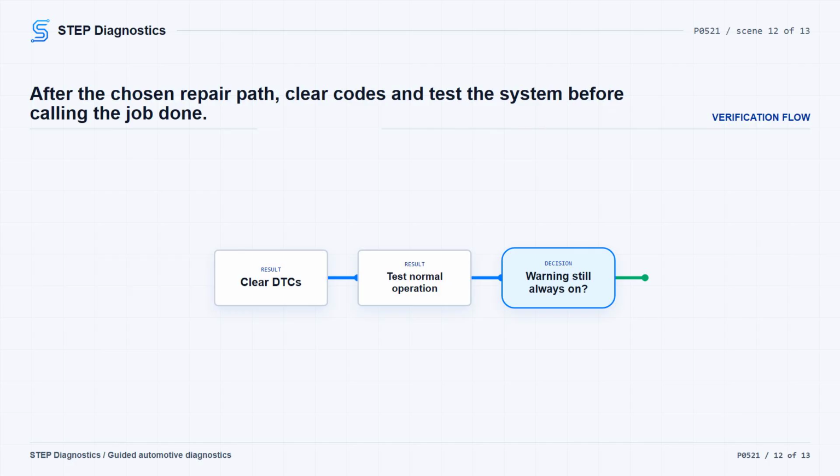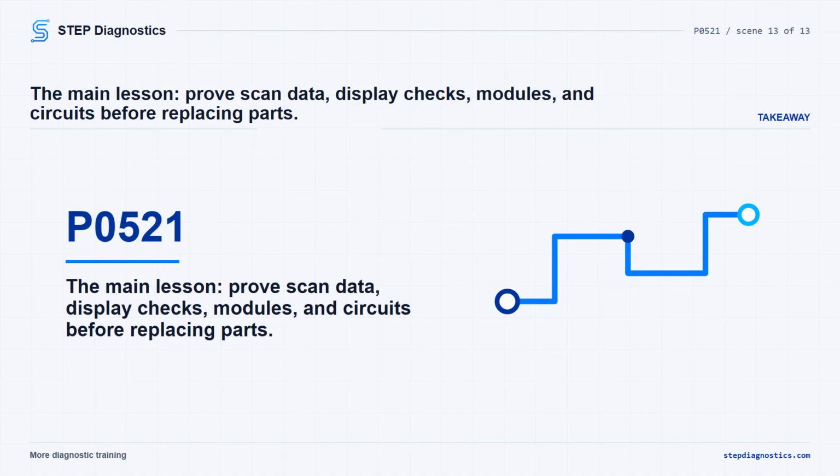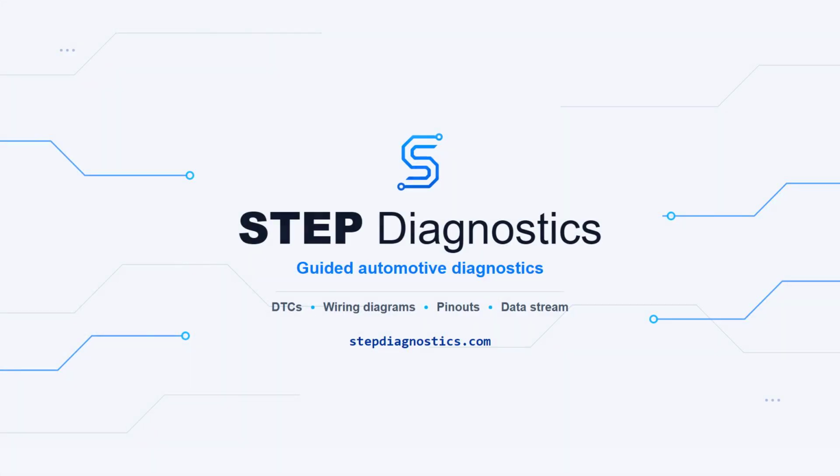Once the circuit repair or sensor path is completed, clear the DTCs and test the system for normal operation. Confirm the low oil pressure warning behaves correctly and confirm P0521 stays gone. The takeaway is simple. Do not condemn the sensor until the scan data, warning display operation, module self-tests, and the VREF, signal and return circuits have all led you there.